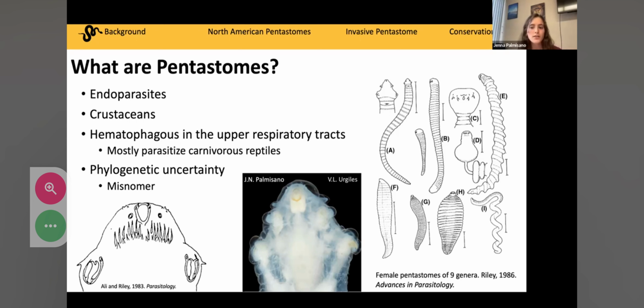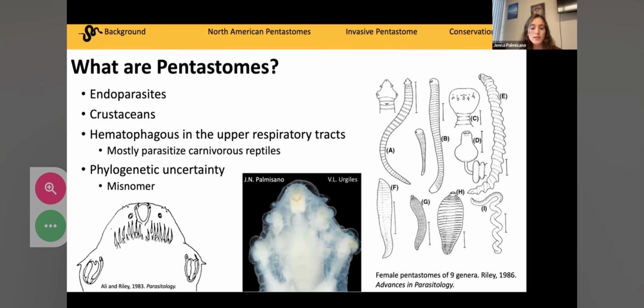Interestingly, pentastomes are the oldest parasite known to science, which is really cool, with fossil records dating to the late Cambrian period. So that's about 150 million years prior to their terrestrial vertebrate hosts' arrival. So at some point in their evolution, they were free living.